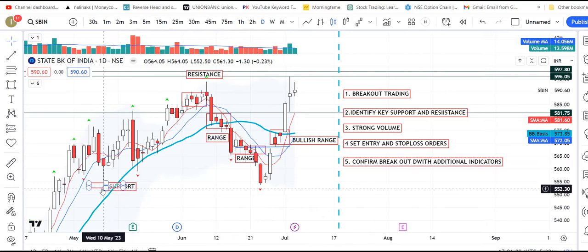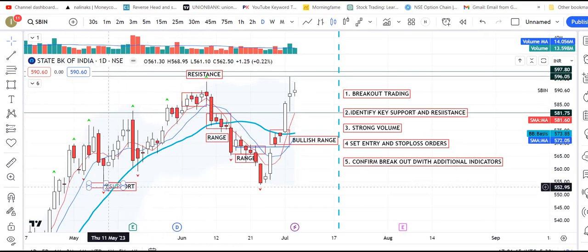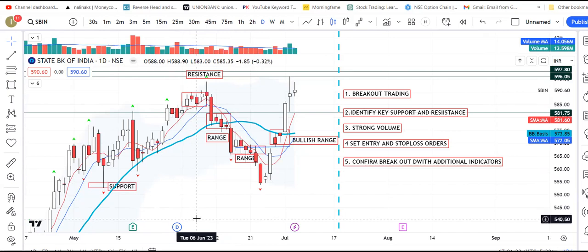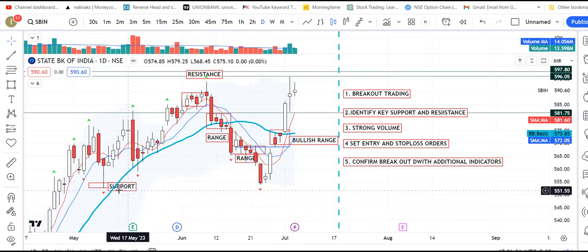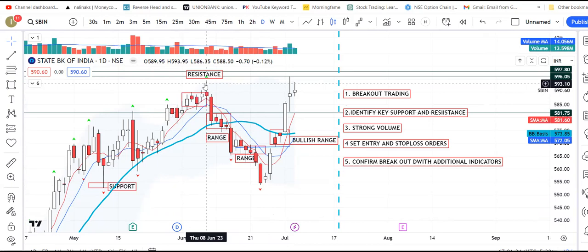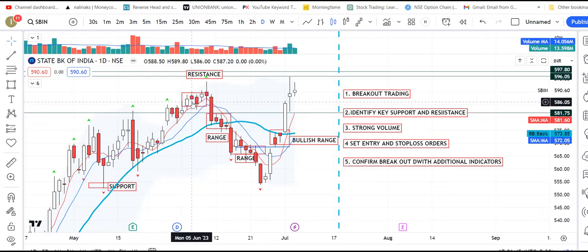Why was it the support level? From here, the price has rallied from this level. If I place the cursor, we are getting 552.5. That was the level, and it came down to 553.8. This was the key support and resistance. And when it touched the high, you can see a range formation on the top peak.